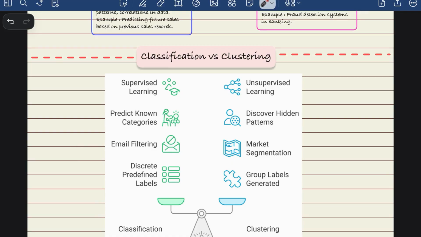Example is the email filtering, spam, not spam. Here you see market segmentation according to the behavior. Who is the most loyal customer, who is the least loyal, who is just coming and going again and again. So we are using market segmentation over here, right? So we have discrete predefined labels. Here the group labels are generated. So for example, I told you about the canteen idea. The groups were generated automatically according to the similar behaviors, right?